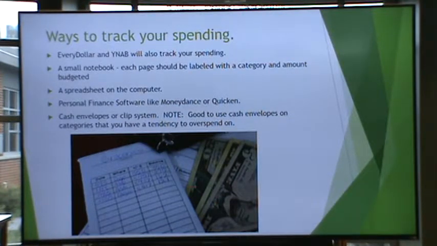Envelopes are really good for those categories that you have a tendency to overspend on, because it's very personal when you actually give over cash. And when that envelope is empty, it's empty. There's nothing left. So this is one way we do it.